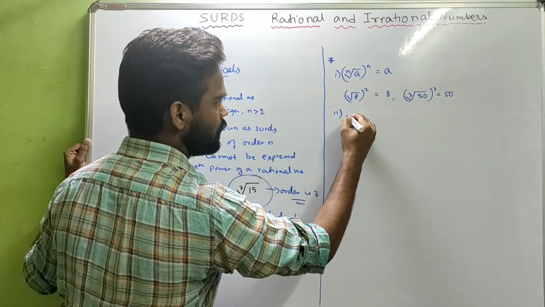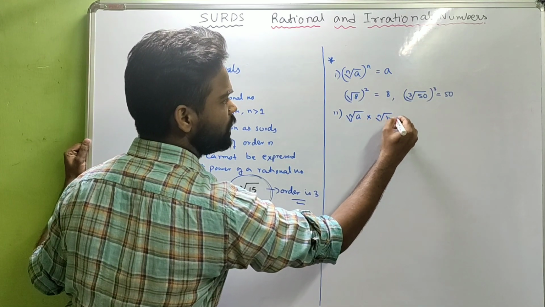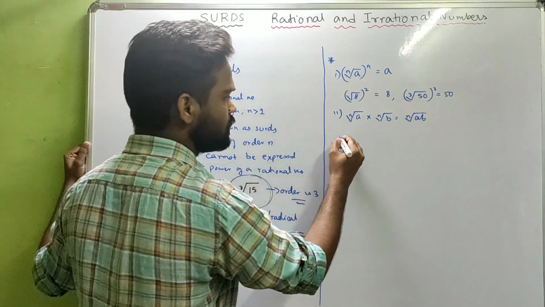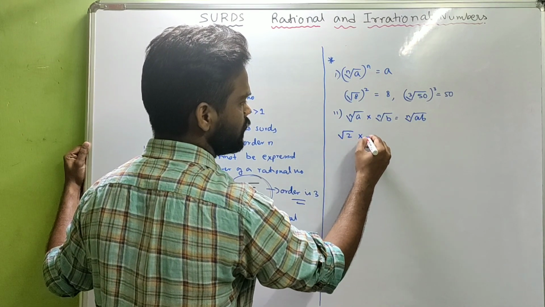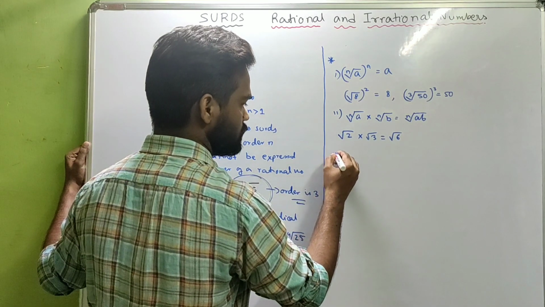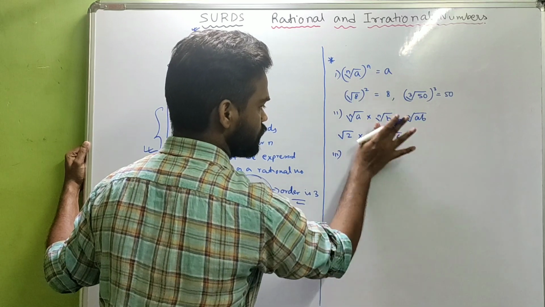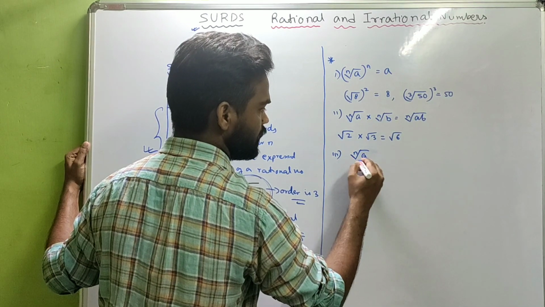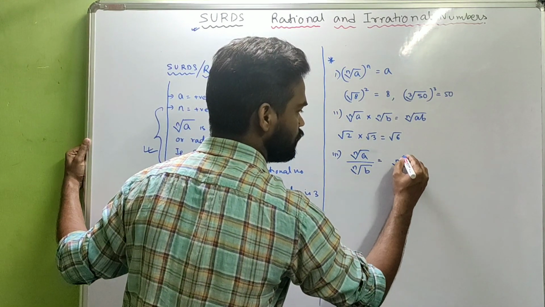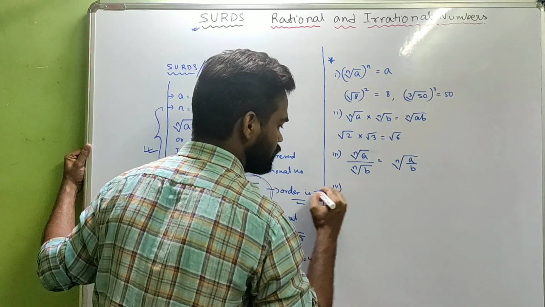Second, the nth root of A multiplied by the nth root of B will be the nth root of AB, which means suppose you have square root of 2 multiplied by square root of 3, that becomes square root of 6. Look at this. Suppose we have the nth root of A by the nth root of B. We can write this as the nth root of A by B. Am I clear? Few more important things.